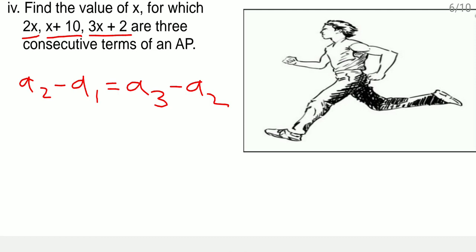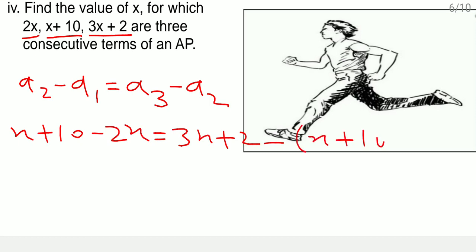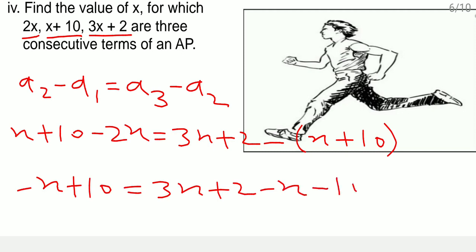Now I will just substitute the values there. a2 is x plus 10 minus 2x. a3 is 3x plus 2 minus, in the bracket I am writing, x plus 10. Whenever there is a negative sign, don't forget to give the bracket. This x and minus 2x, which comes as minus x plus 10, which is equal to 3x plus 2 minus x minus 10.